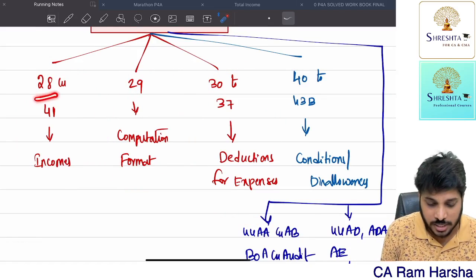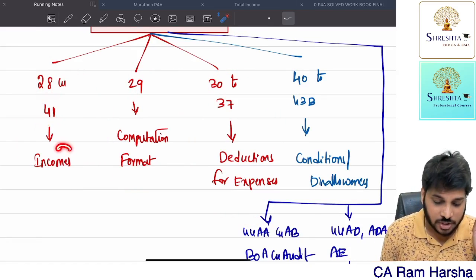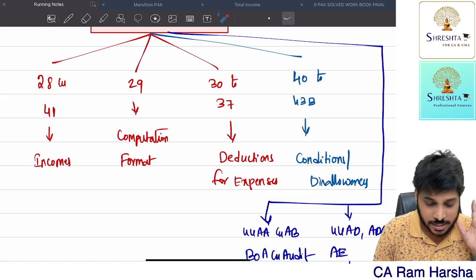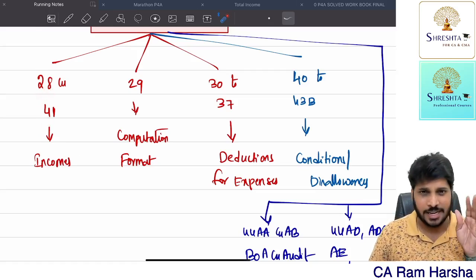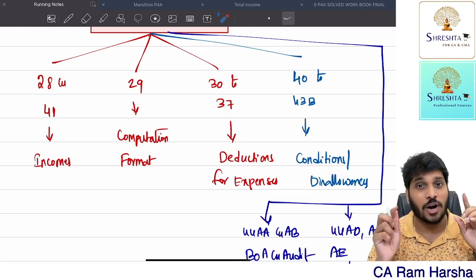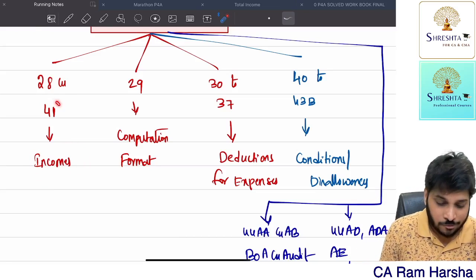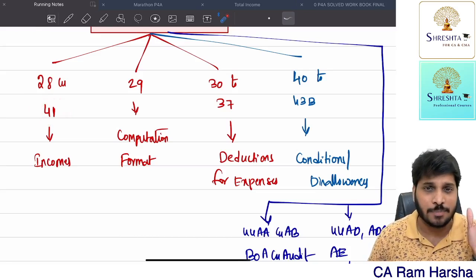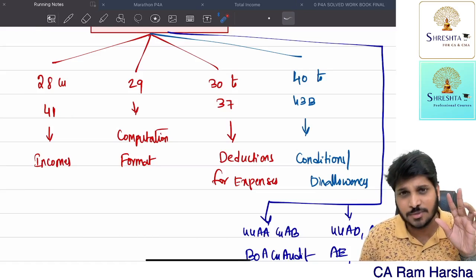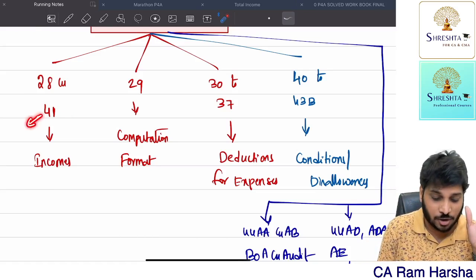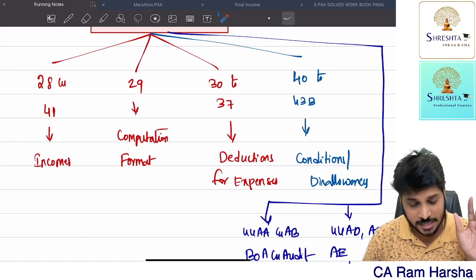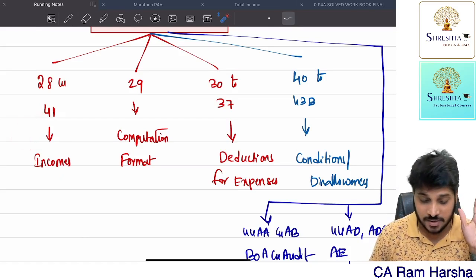Like there are two sections, 28 and 41, which are dealing with incomes and charging section. 28 is the charging section. The charging section is talking about what incomes are taxable under PGBP. So I call it the income section. 41 is also talking about income related. What are the incomes that are taxable under PGBP? It's in fact called deemed profits.